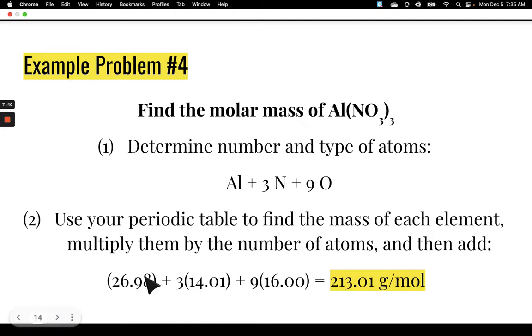So you can see here's the molar mass of aluminum. This time we're calculating out to the hundredths place. You'll just use whatever is on your particular periodic table. We have 3 times the nitrogen's molar mass and 9 times the oxygen atom's molar mass. If you add those all together, you get the mass, and this is grams per 1 mole. That's what this unit means. The molar mass of aluminum nitrate, Al(NO3)3, is 213.01 grams.